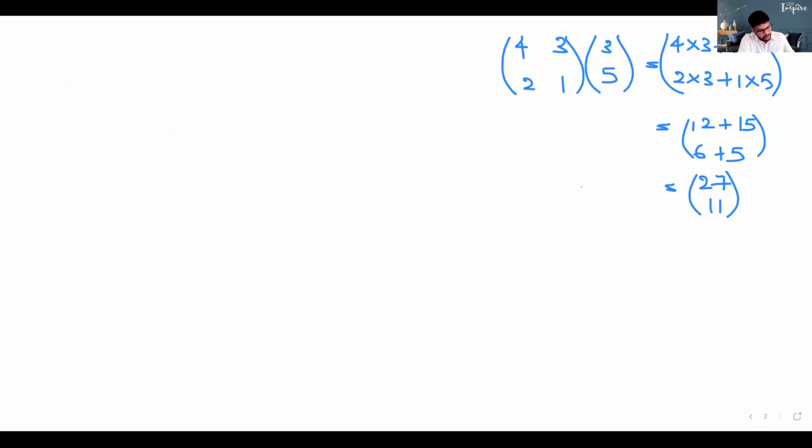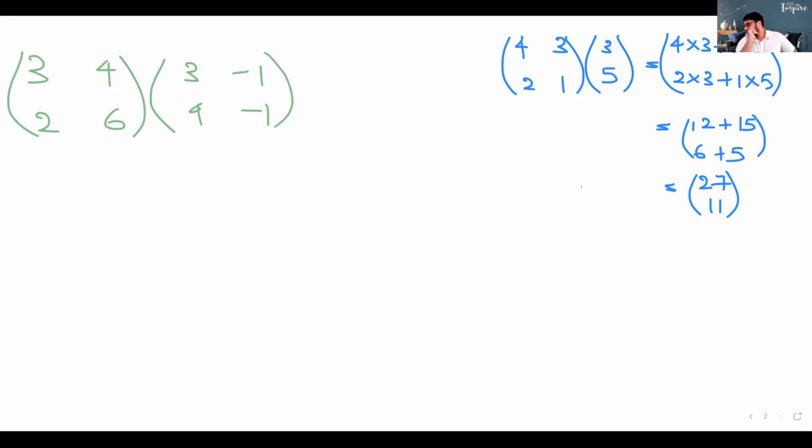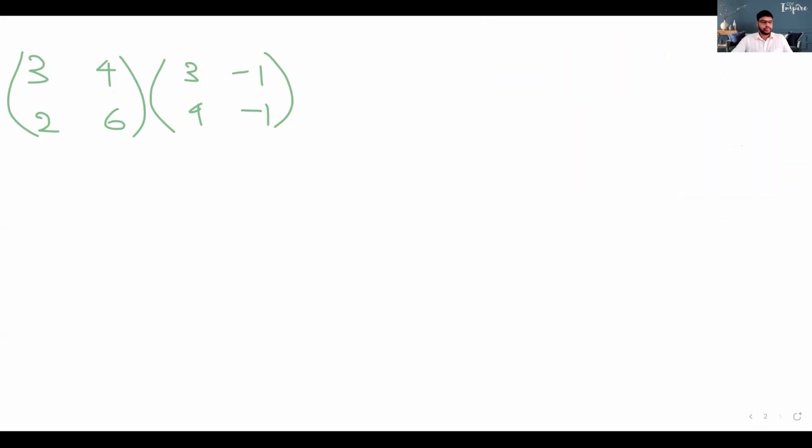So the next question, we have two 2 by 2 matrices. We have 2, 6, and this one is 3, 4, -1, -1. Okay, so Anne gives me her answers. Your answer is correct. Very good. So let's have a look at how you get this answer.